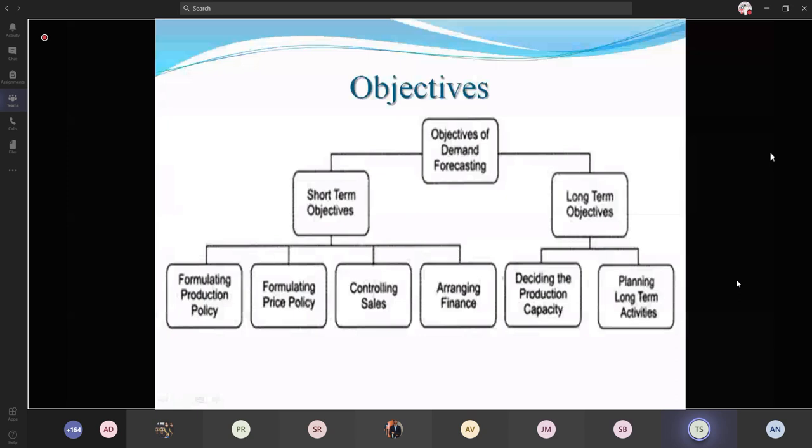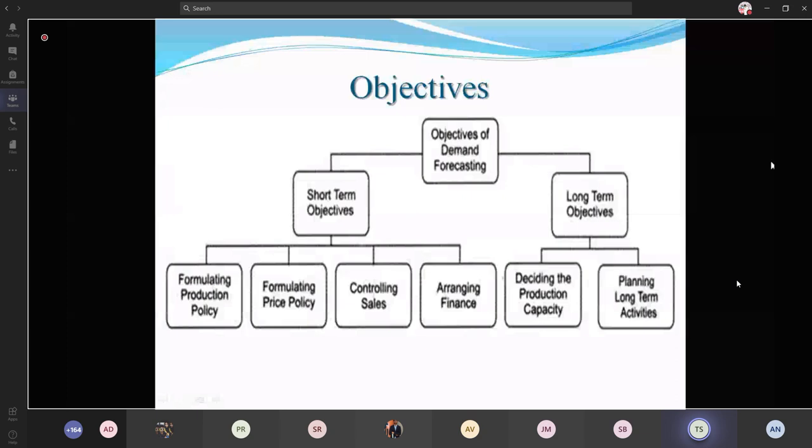Next is controlling sales. This helps in setting sales targets, which act as a basis for evaluating the sales performance of the commodity. Organizations make demand forecasts for different regions, different markets and different geographical areas, and fix the sales targets in each area accordingly to achieve that target. So this is about controlling sales, and arranging finance. The last one is about the finance.